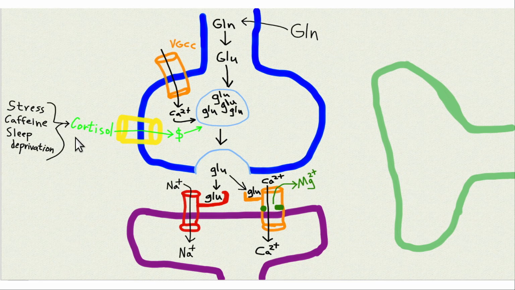Another important point here is that cortisol, the corticosteroid, will come into the presynaptic neuron, and it'll also activate the release of more glutamate. Things that do this are stress, especially excessive psychological stress that's prolonged and chronic. Transient stress isn't as big a deal for seizure patients, but when it's chronic and prolonged, then it becomes a bigger deal. Caffeine contributes to this a little bit. Sleep deprivation contributes to this a lot.